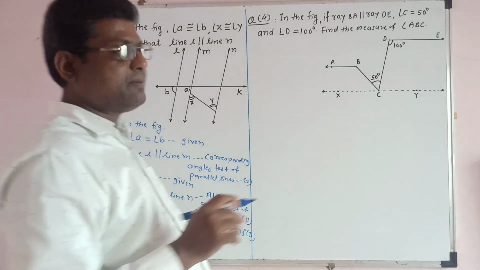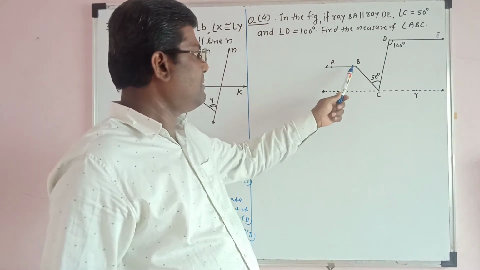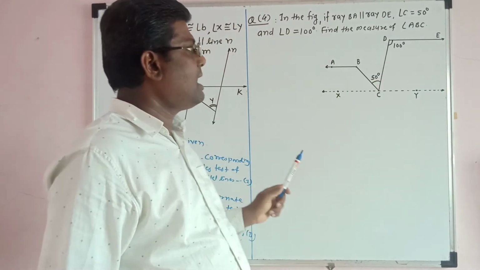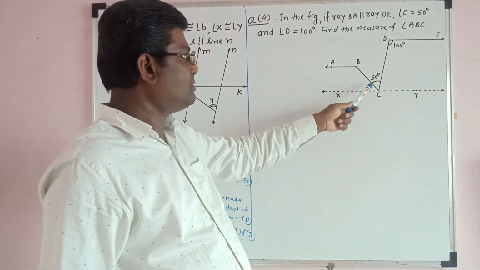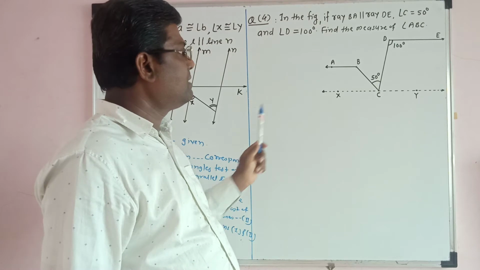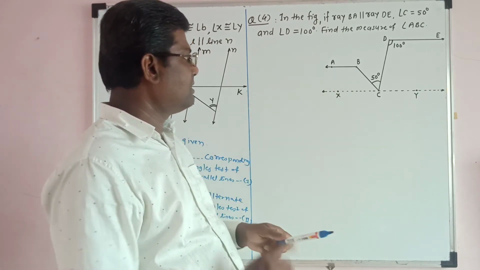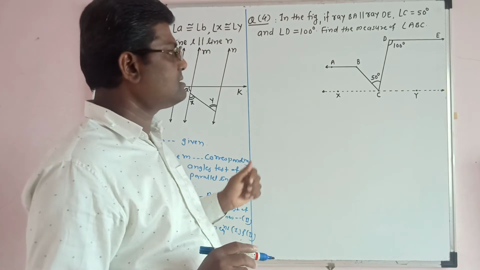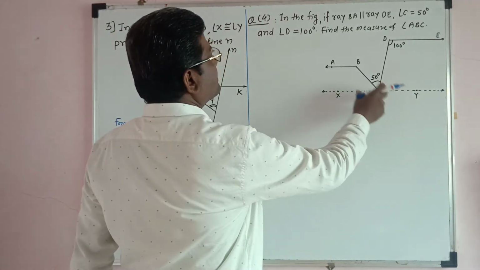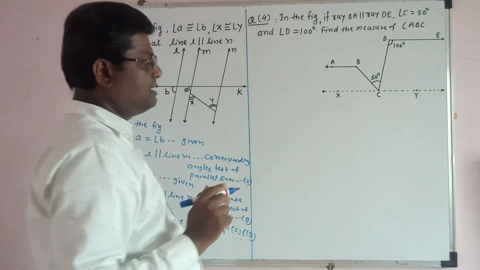Now the next example number 4. In the figure, ray BA parallel ray DE. Angle C is equal to 50 degree. Angle D is equal to 100 degree. Find the measure of angle ABC. We have to find this angle. Now here is one construction. Draw a line parallel to ray AB through the point C.